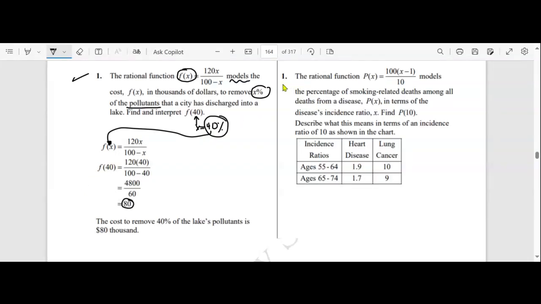Okay. Now let's read this one. The rational function p of x equals 100 times x minus 1 over x models the percentage of smoking-related deaths among all the deaths from a disease, which is p of x, in terms of the disease's incidence ratio, which is x. Find p of 10 and describe what this means in terms of an incidence ratio of 10 as shown in the chart.